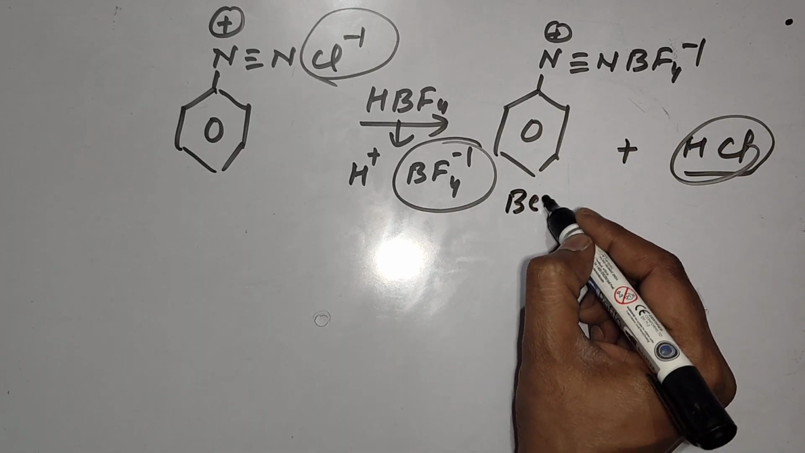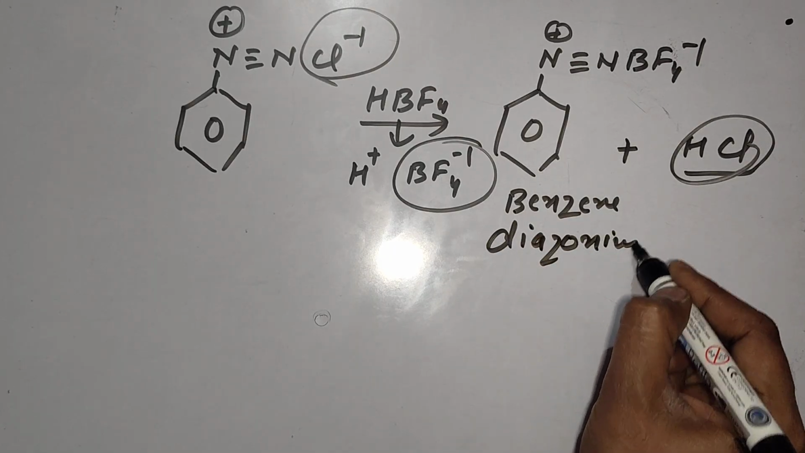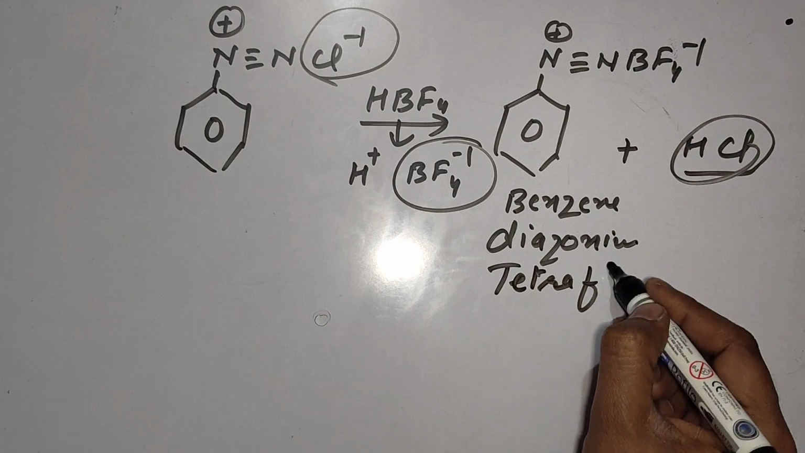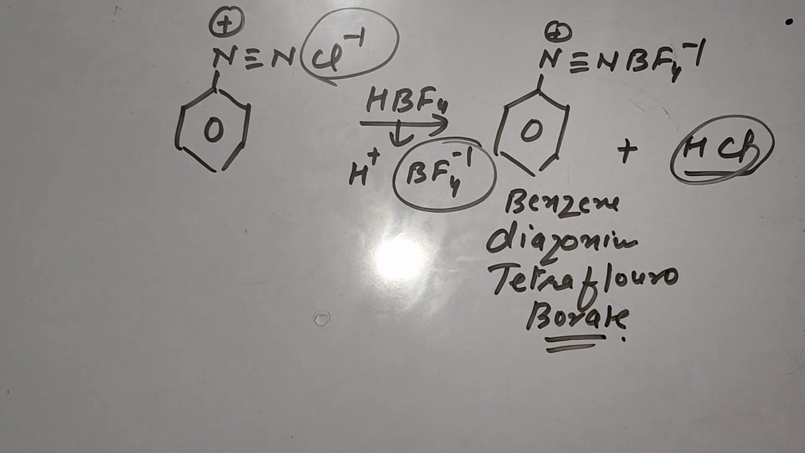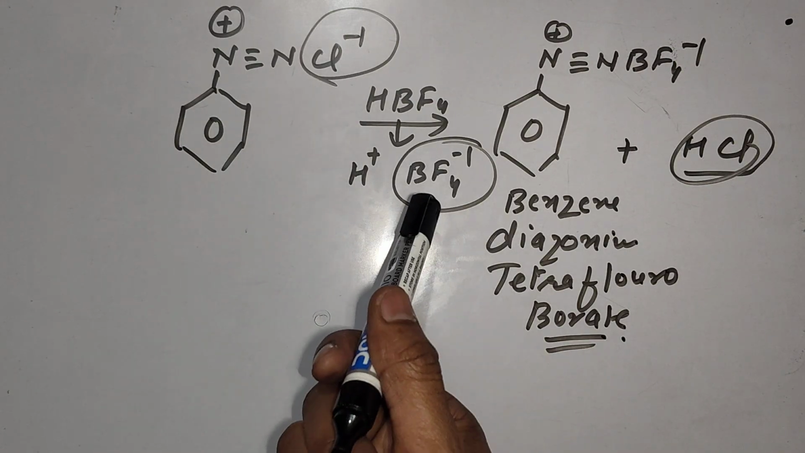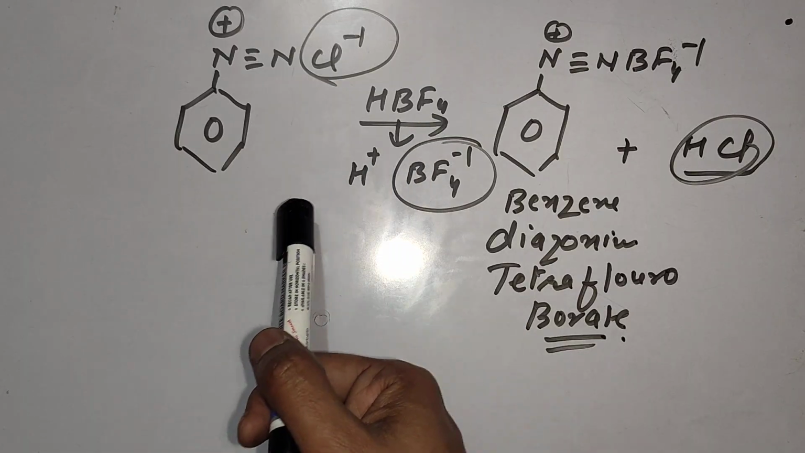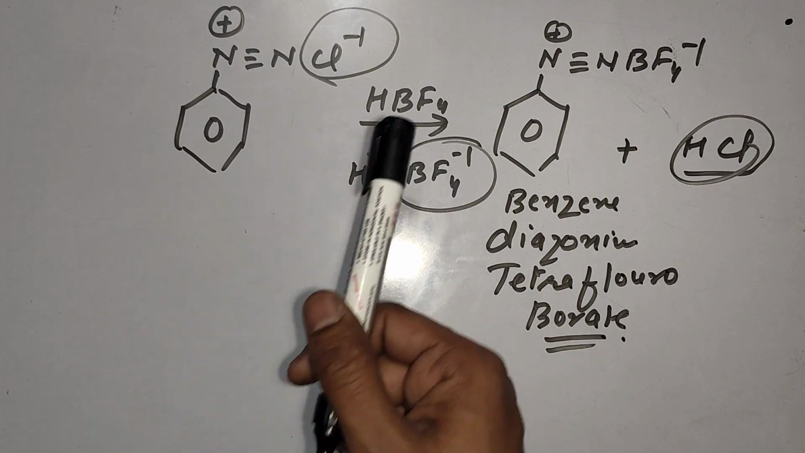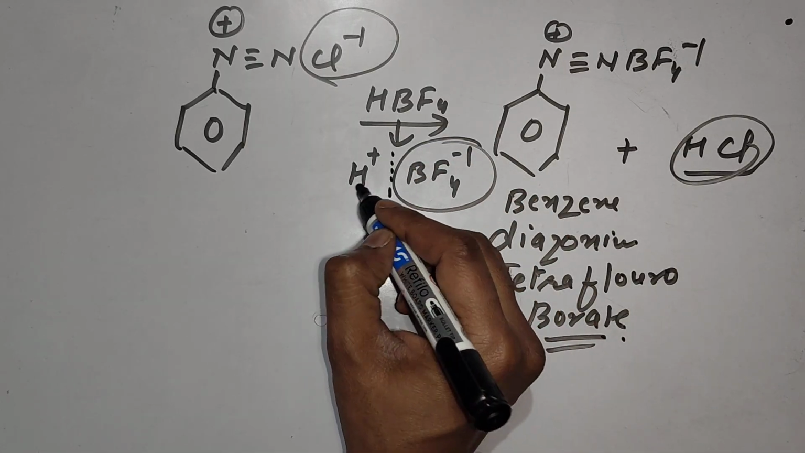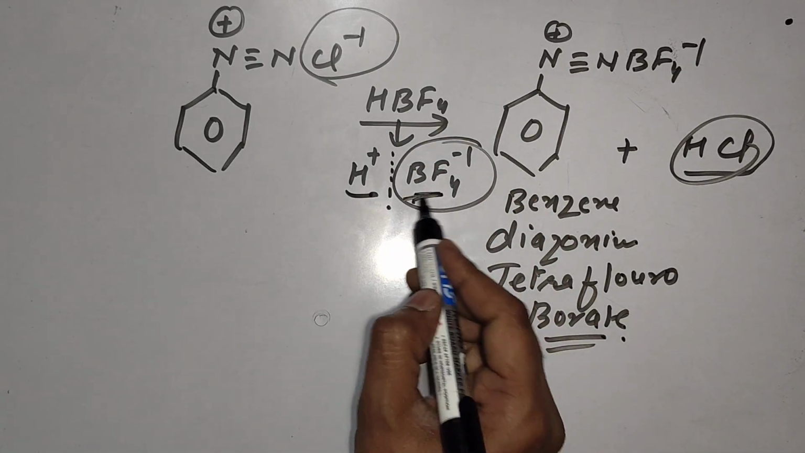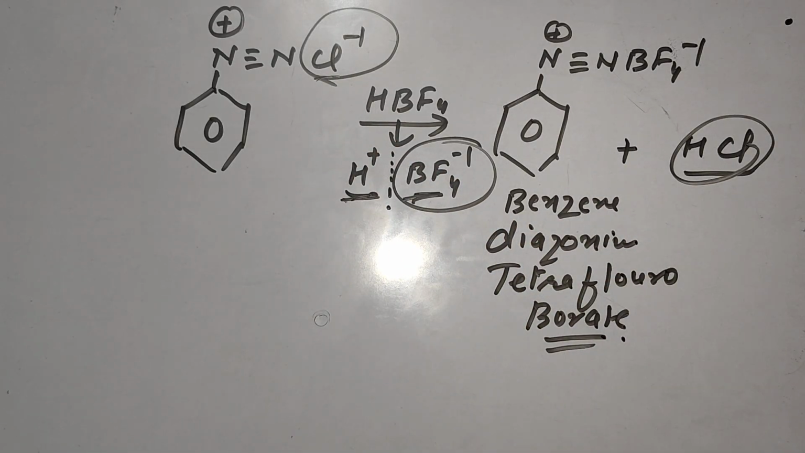This is benzene diazonium tetrafluoroborate. This one. Now just Cl negative is getting replaced by BF4 negative. This is fluoroboric acid, H positive, BF4 negative. It is separated. These are acids. Obviously an acid will release out H positive. So H positive and BF4 negative. BF4 negative is replacing Cl negative, and this Cl negative is going to combine with H positive as HCl.